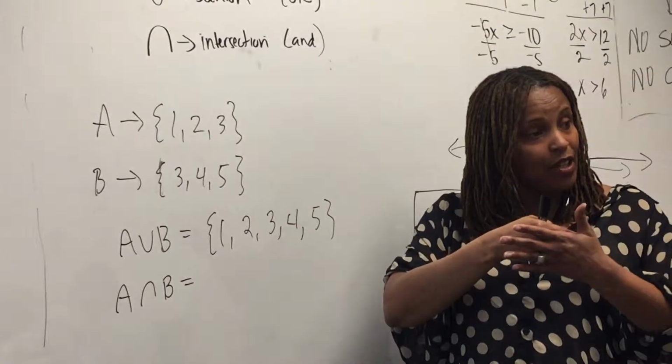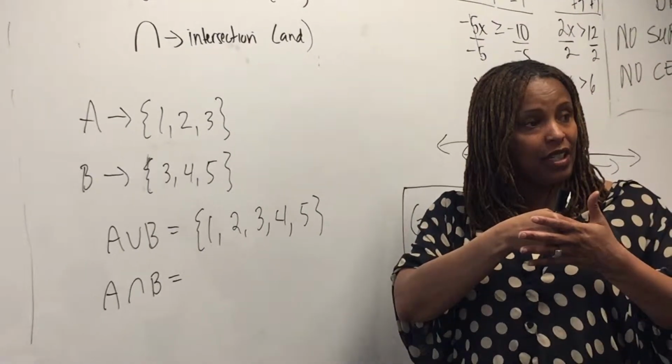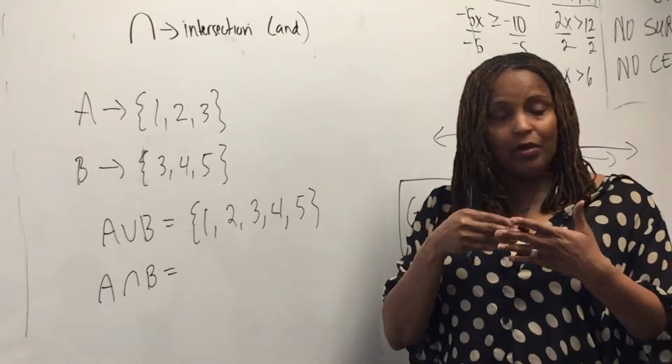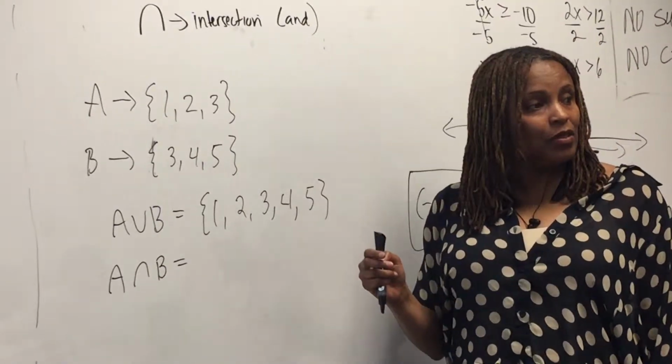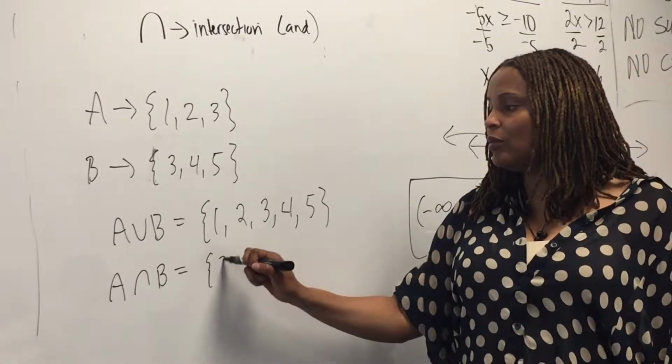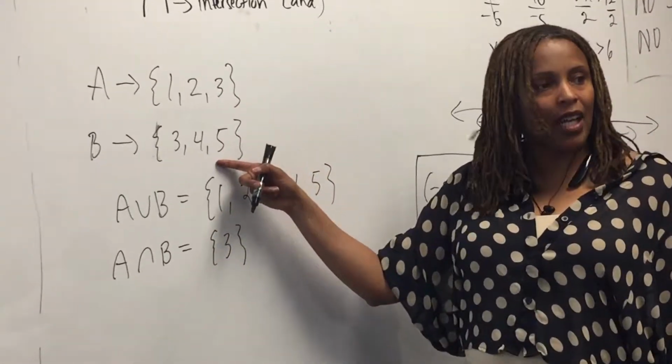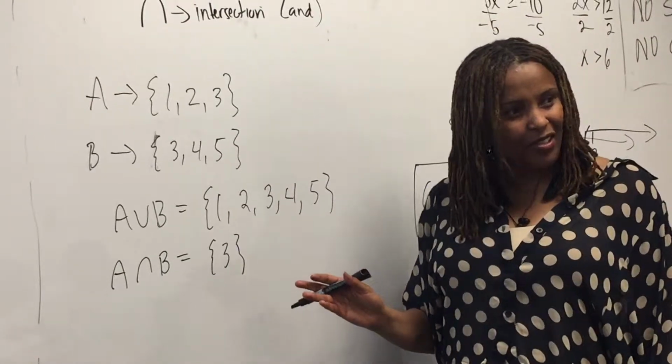It's where do they intersect? What points or what elements do they share in common? So what would A intersect B be for these two sets? 3. It would just be 3. That's the only thing they have in common. Does that make sense? That makes sense.